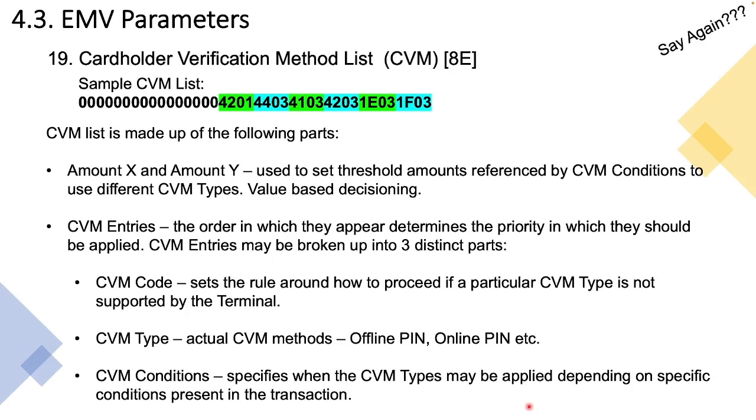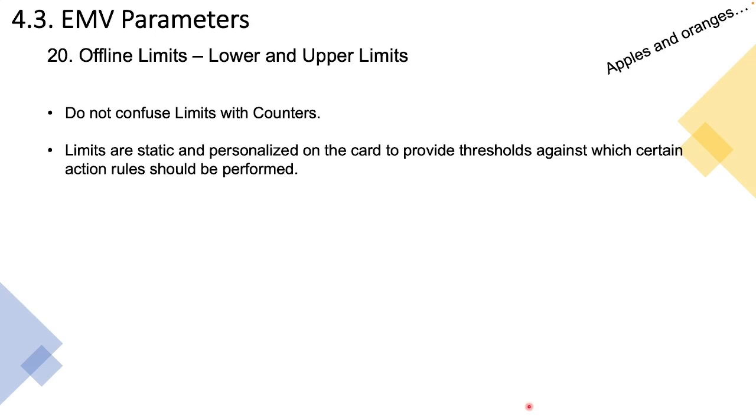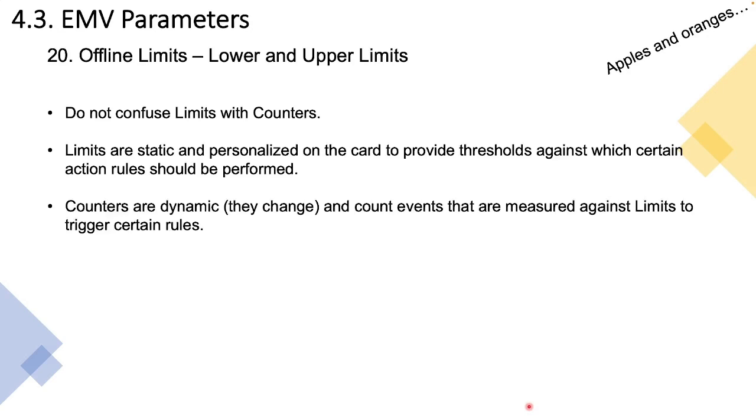Okay. Let's move away from cardholder verification now, and let's talk a bit about limits. We are going to speak about lower limits and upper limits. But before we speak about limits, the one thing I should bring up at this point in time is, please do not confuse the term limits with the term counters. Limits are static and they are personalized on the card to provide thresholds against which certain actions or rules should be performed. Counters are generally dynamically changed, and they count events that are measured against limits to trigger certain rules.